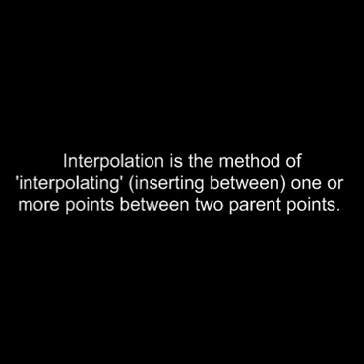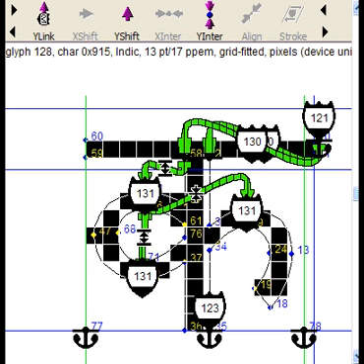Interpolation is the method of inserting one or more points between 2 parent points. Interpolation does not preserve a set distance, but it preserves the proportion of distance between parent points in pixels. Let's go back to the cuff. Previously, we used a distance for the middle strokes. However, we could also interpolate them between the top and bottom anchor. This may produce better results, especially at small sizes.